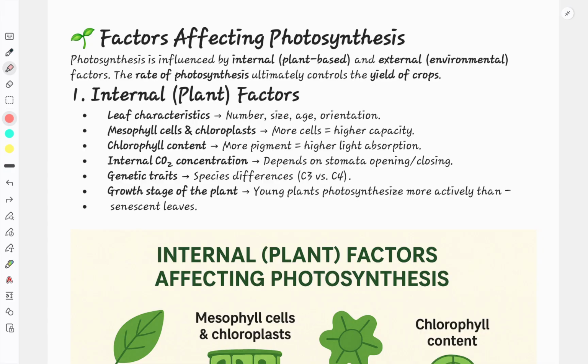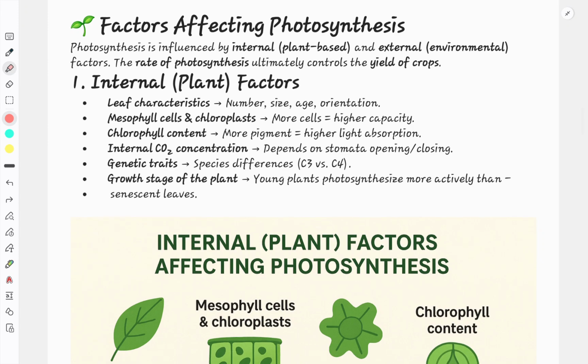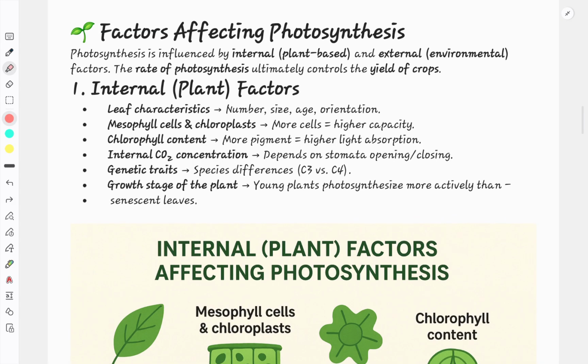Basically, it was a waste of resources for the plant. It happens due to the dual nature of the Rubisco enzyme, and today we will discuss some factors which affect the process of photosynthesis. There are two types of factors which affect the rate of photosynthesis. What is the rate of photosynthesis? It is the amount of glucose produced per unit of time when light is available.